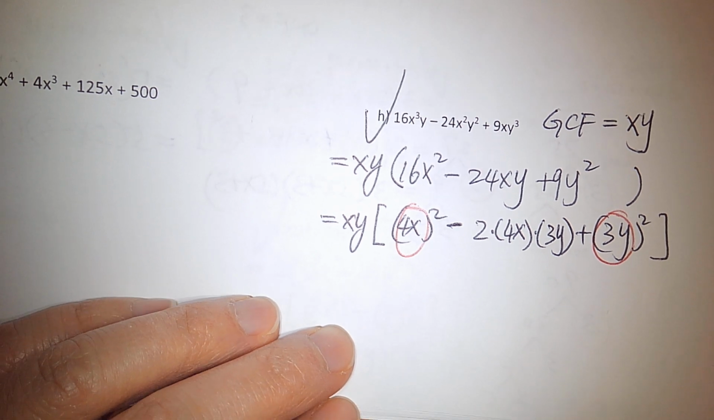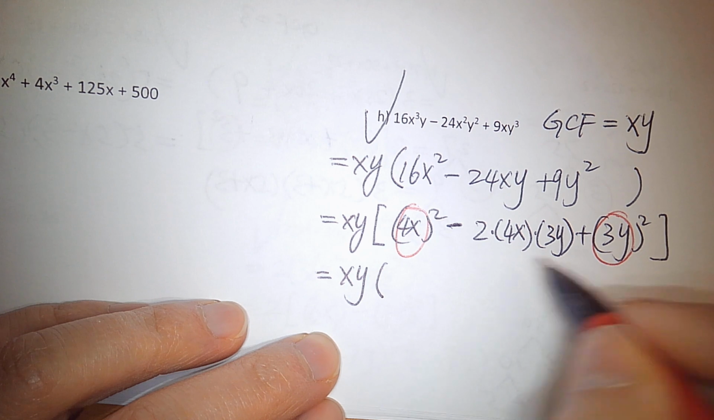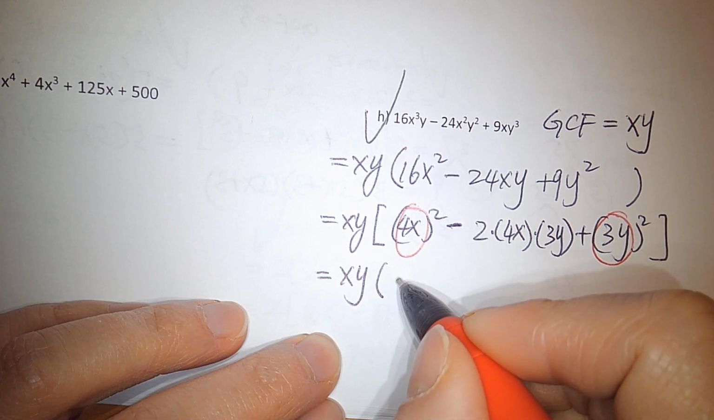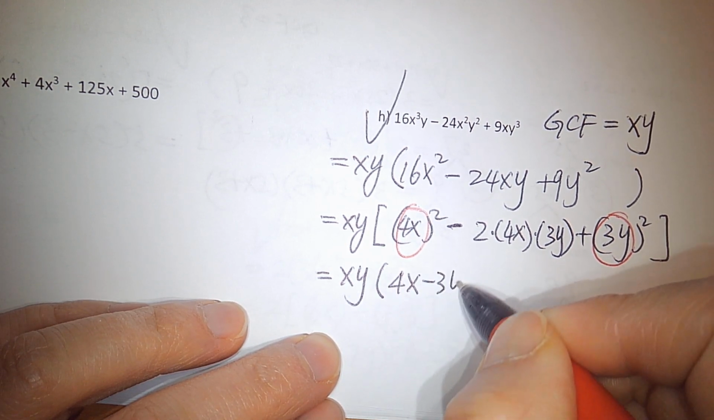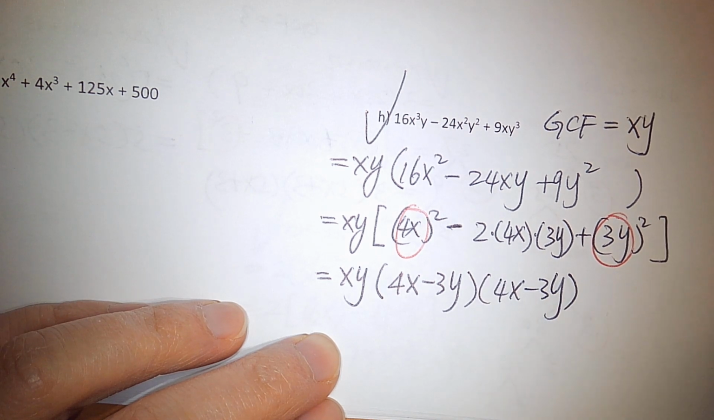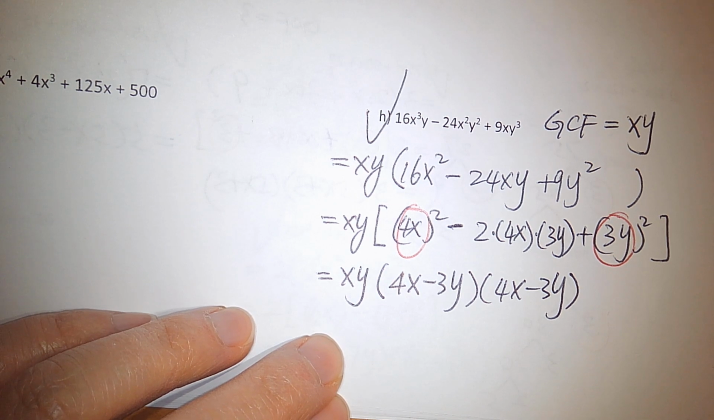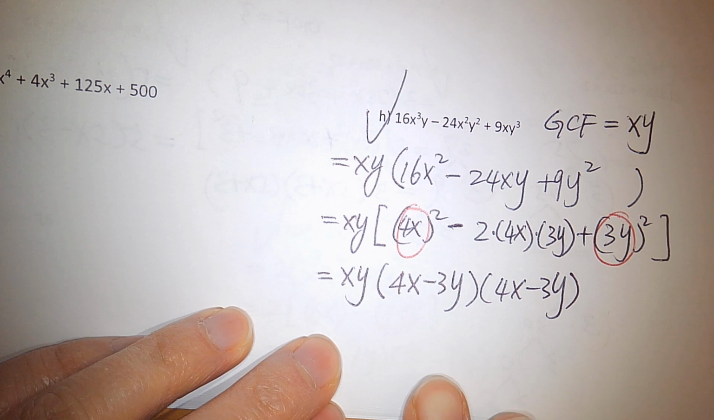So according to the formula, how can we factor this trinomial? What do we do, guys? 4x minus 3y times what? 4x minus 3y. You guys agree with this? Yeah? Cameron?